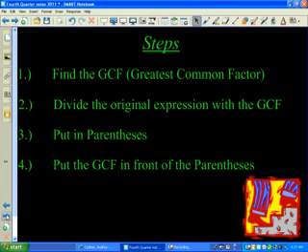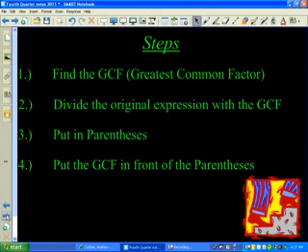So here are some steps that you want to take. You definitely want to write these down for future reference. First step, find your GCF. What is your greatest common factor? Then you're going to divide the original expression by the greatest common factor. You're going to put that solution in the parentheses and make sure that your greatest common factor is in front of the parentheses. Okay? So again, if you want to pause it, you can pause it just to make sure you have these written down.